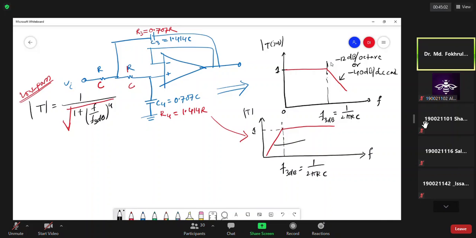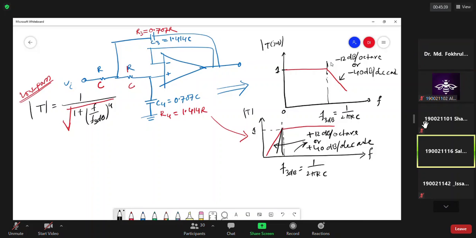So what will be the slope of this line? I think it is plus 40 dB per decade, or plus 12 dB per octave. So if you want to make it sharper, then what you need to do? You need to increase the number of poles.